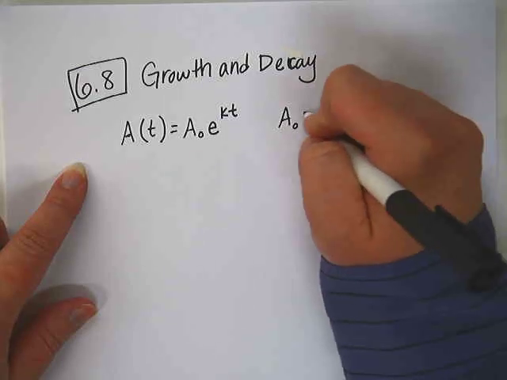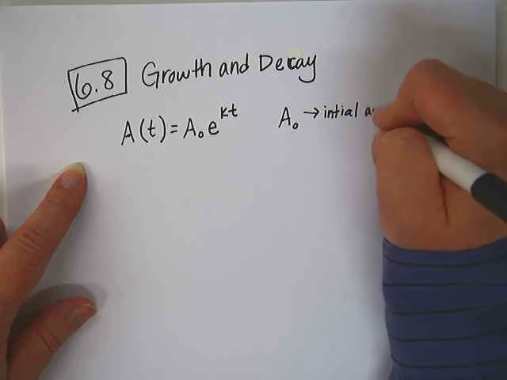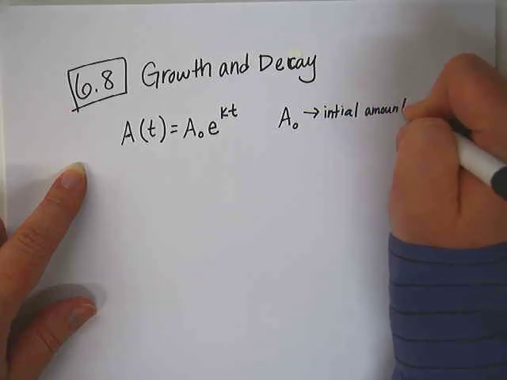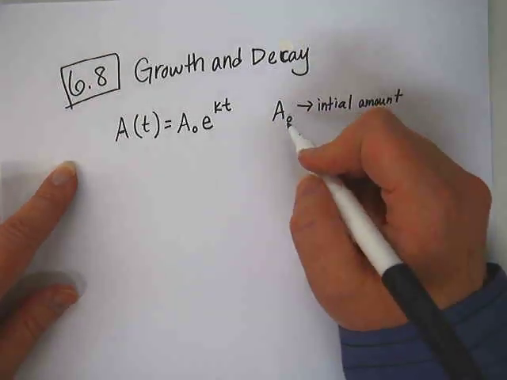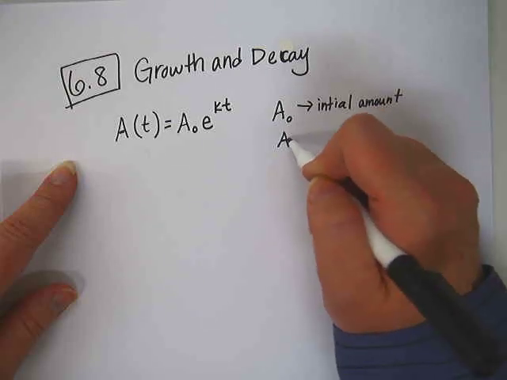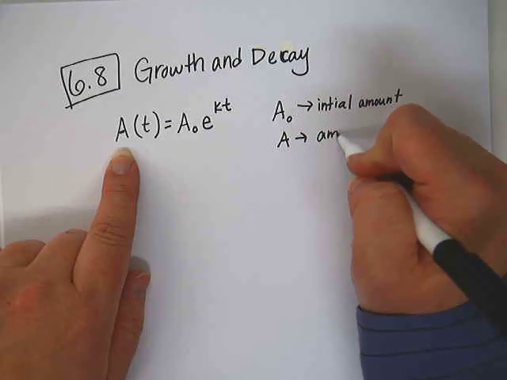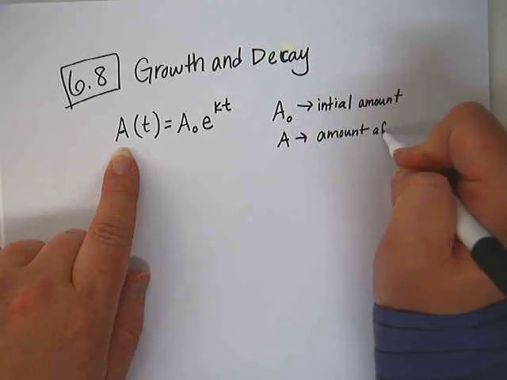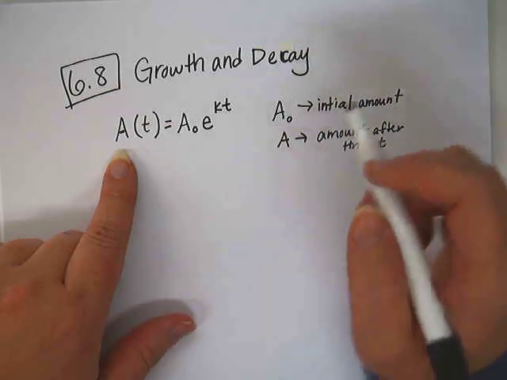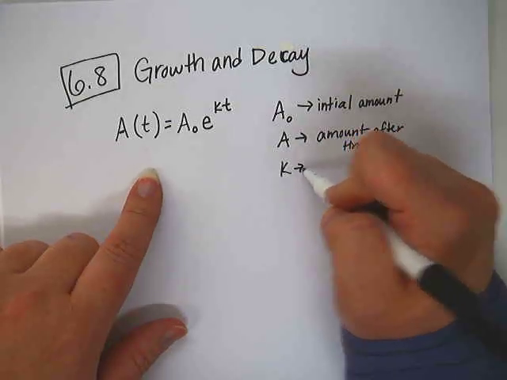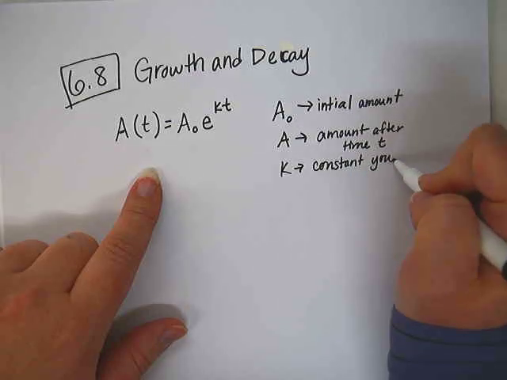Okay, so just to clarify, A naught is the initial amount of something. So if we're talking about a population, it would be the beginning number of specimens, of animals, of whatever in a population before the time we are looking at starts. The final A that we're discovering here is the amount after a certain amount of time t. So it's a function of time. And then k is a constant that you must find.